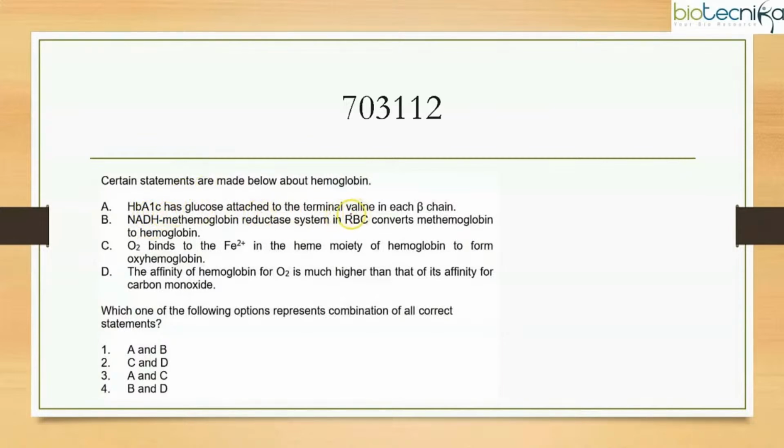A. HbA1c has glucose attached to the terminal valine in each beta chain. B. The NADH methemoglobin reductase system in RBC converts methemoglobin to hemoglobin. C. Oxygen binds to the Fe2+ in the heme moiety of hemoglobin to form oxyhemoglobin. D. The affinity of hemoglobin for oxygen is much higher than its affinity for carbon monoxide. Which one of the following options represents the combination of all correct statements?